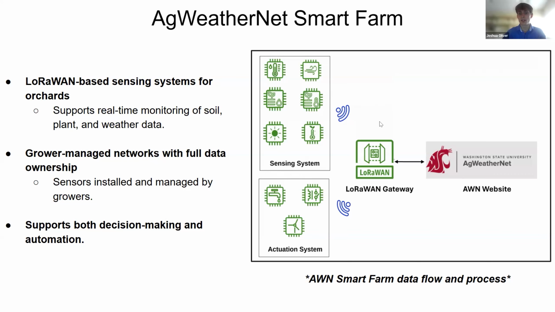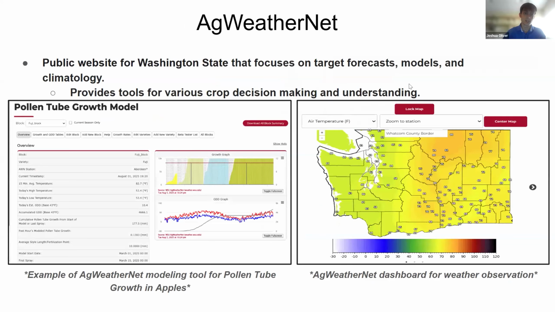The Smart Farm webpage is hosted on the AgWeatherNet website, which is a public website for Washington State that focuses on targeted forecasts, models, and climatology. It provides various tools and models for crop decision making and understanding, such as shown on the left, an example of one of the models, the pollen tube growth model used for apples. And on the right-hand side is the AgWeatherNet homepage dashboard, which showcases all of the public weather stations in Washington State for public weather data display.